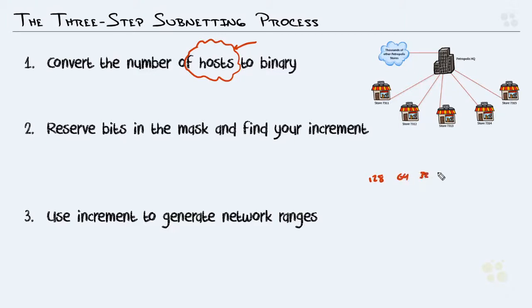128, 64, 32, 16, 8, 4, 2, 1. We have 25 hosts per network. And so I'm looking here, I'm going, bam, right there. If you want to know 25 in binary, that's the whole number 25. But we still only care that it takes 5 bits. So to get 25 hosts, we need 5 bits.